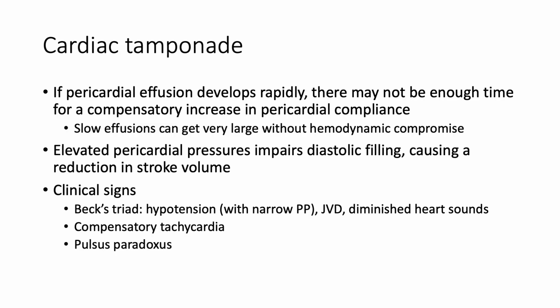If pericardial effusions develop rapidly, there may not be enough time for pericardial compliance to go up, and so that can impair your diastolic filling and cause a reduction in stroke volume. So with cardiac tamponade, the clinical signs you're looking for would be hypotension, usually with a narrow pulse pressure, jugular venous distension, and diminished heart sounds. You're also likely going to see some tachycardia, and you may see something called pulsus paradoxus.